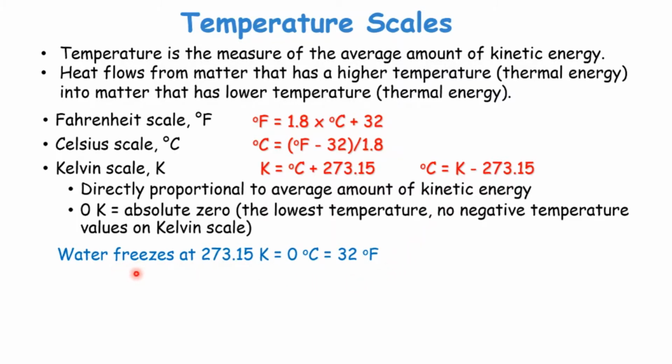Now, let's look at the freezing point of water. We know water freezes at 0 degrees Celsius, and that is the same as 273 Kelvin. And also, that's the same as 32 degrees Fahrenheit. That's just one temperature, but on three different scales. The boiling point of water on the Celsius scale is 100 degrees Celsius. And Fahrenheit, that's 212. And that is also equivalent to 373 on the Kelvin scale.